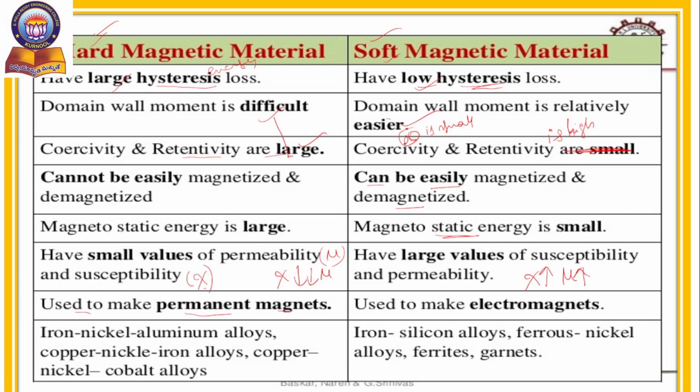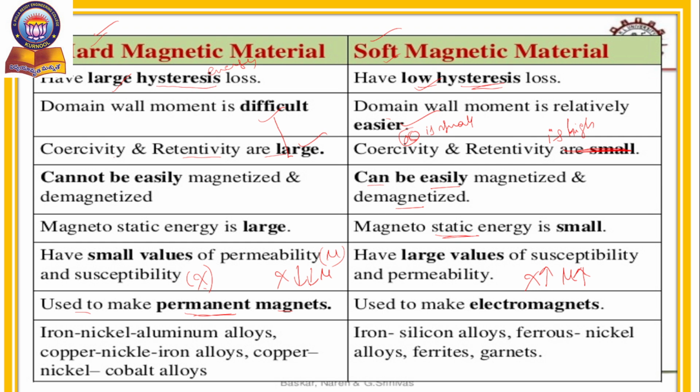Why are these used to make permanent magnets? Once they get magnetized, demagnetization also takes a long time. It is very difficult to demagnetize the hard magnetic materials. So that is why they can be used as permanent magnets.